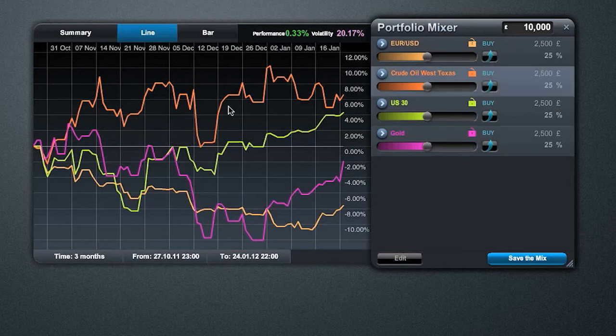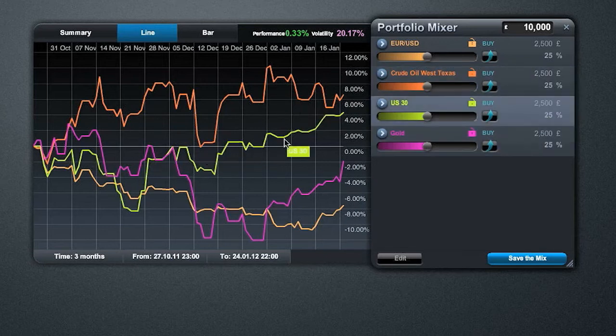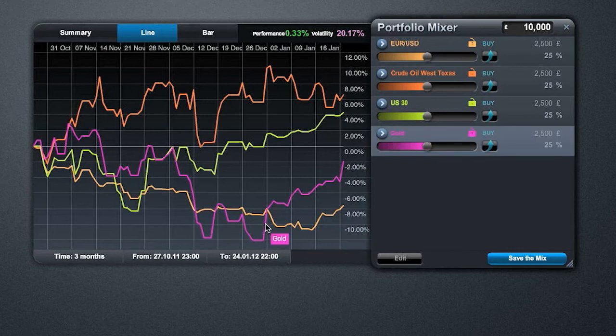Over the last 3 months, crude oil has outperformed quite significantly and been the strongest of the group. The US 30 started out fairly slow but has improved over time. Gold started out reasonably strong but had weakened through the middle of this period and then has started to strengthen again of late. And finally, the euro has generally underperformed through most of this period.